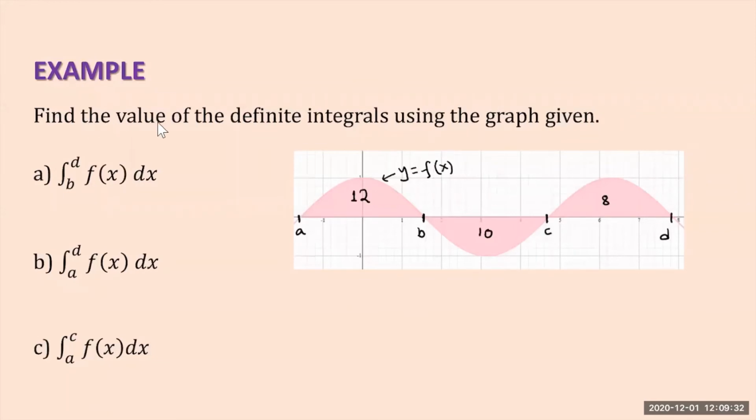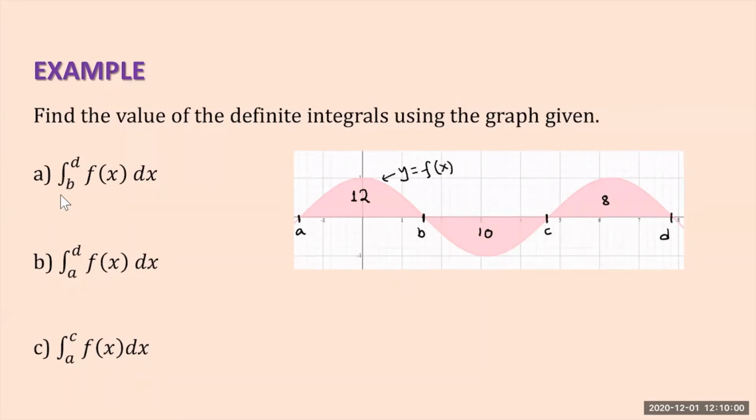Example: find the value of the definite integral using the graph given here. So here is the graph of the function. It is said that the function is f of x, and we have the areas given here. Area above the x-axis from a through b is 12. From b through c, the area is below the x-axis, that is 10. And from c through d, the area is above the x-axis, and it is 8.